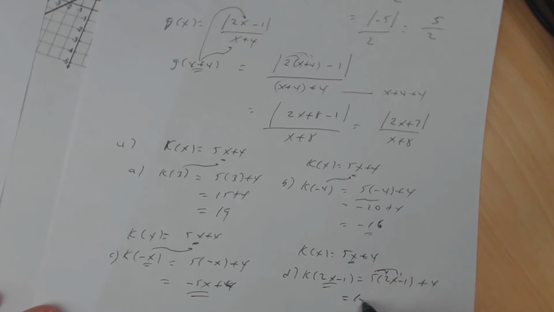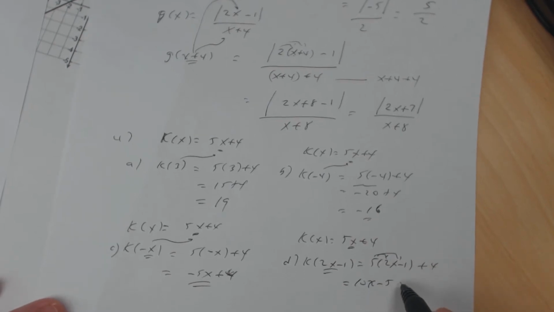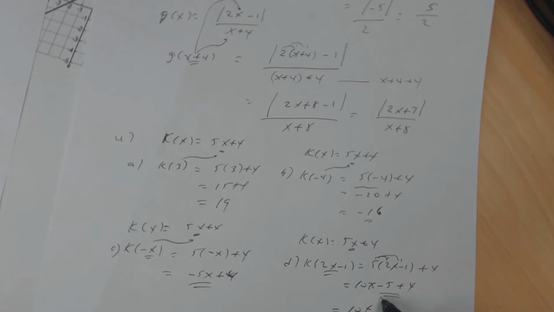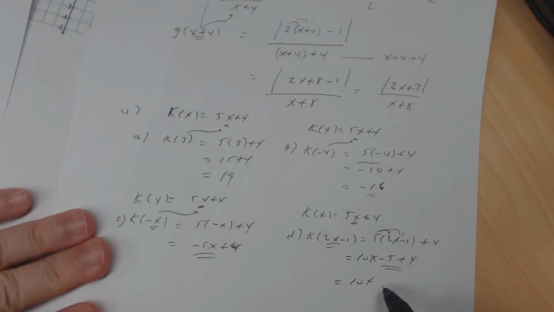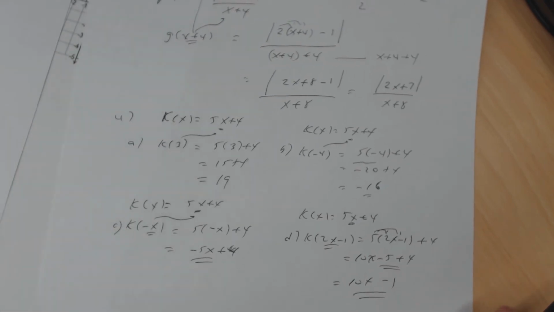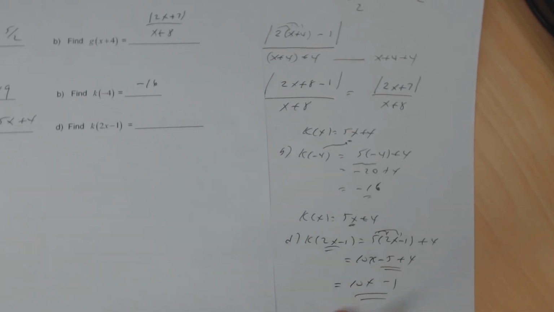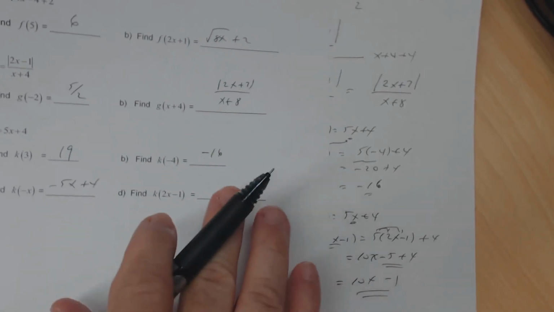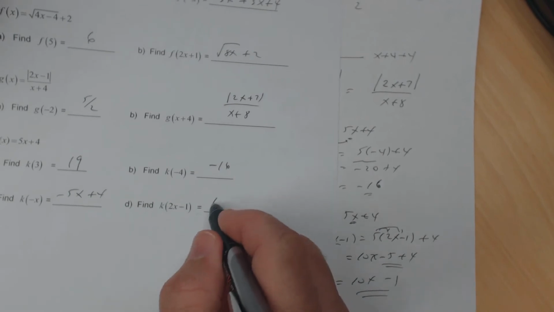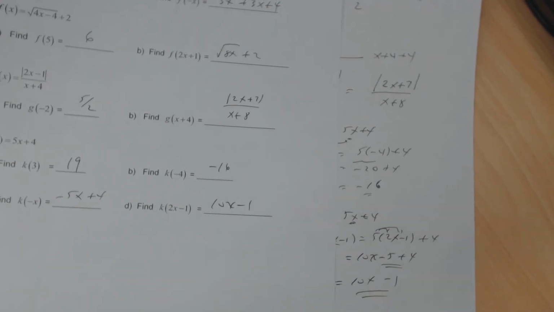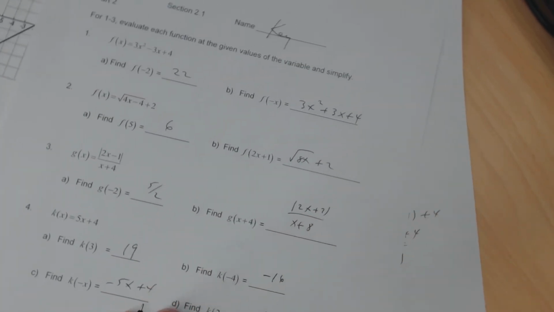Distribute. I get 10x minus 5 times negative 1 is a negative 5, plus 4. Combine like terms. I get 10x. A negative 5 and a positive 4 is a negative 1. So there's your answer for D of 2x minus 1. So D of 2x minus 1 is 10x minus 1. Okay? All right, so now let's look at the next one.